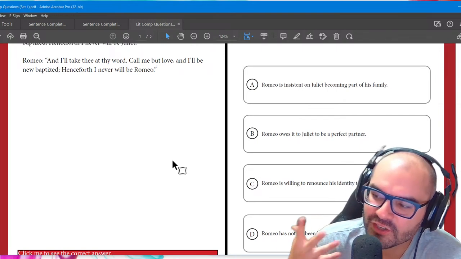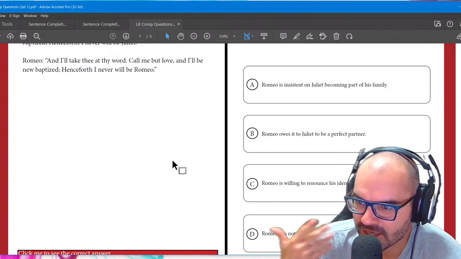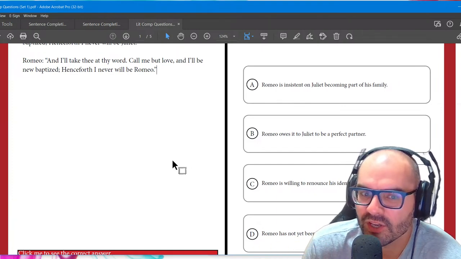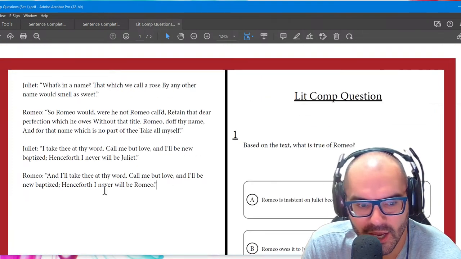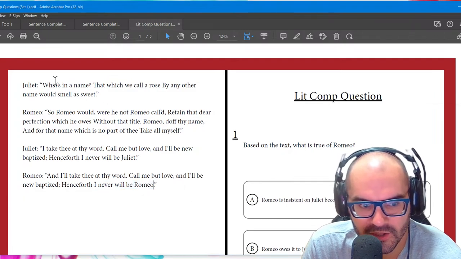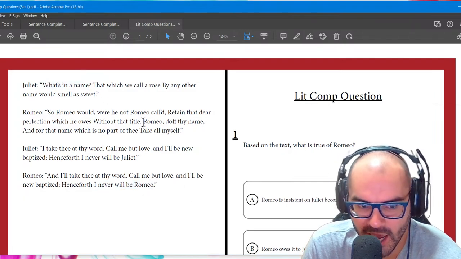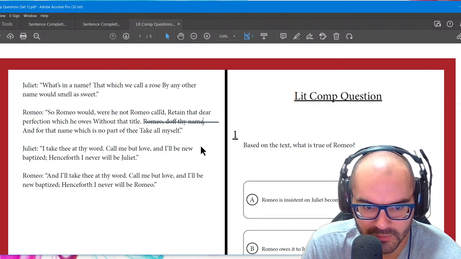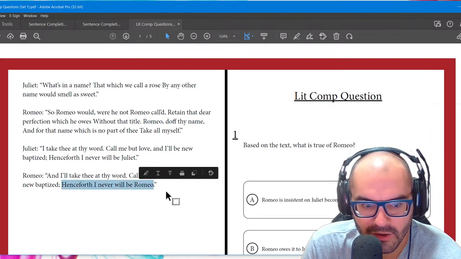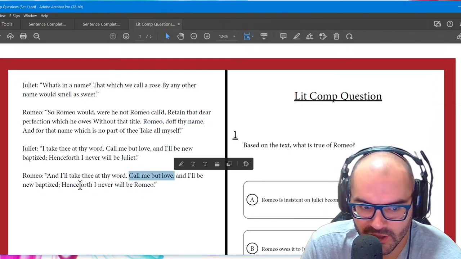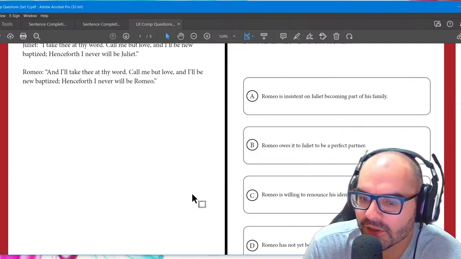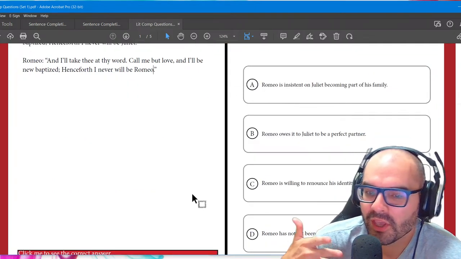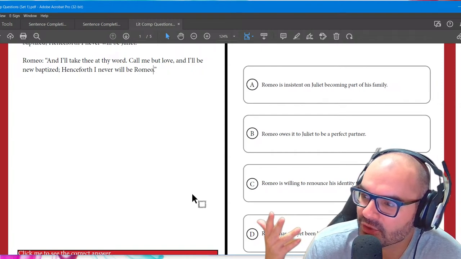So if you just understand that, I'm paraphrasing. I'm trying to put it in my own words, try to understand it my way. Okay, she's saying that a name is meaningless. And he's saying, yeah, that would be the thing. If I get rid of my name, then you just tell me that you love me and I will stop being me. So looking at your answer choices, what would you say is the right answer?